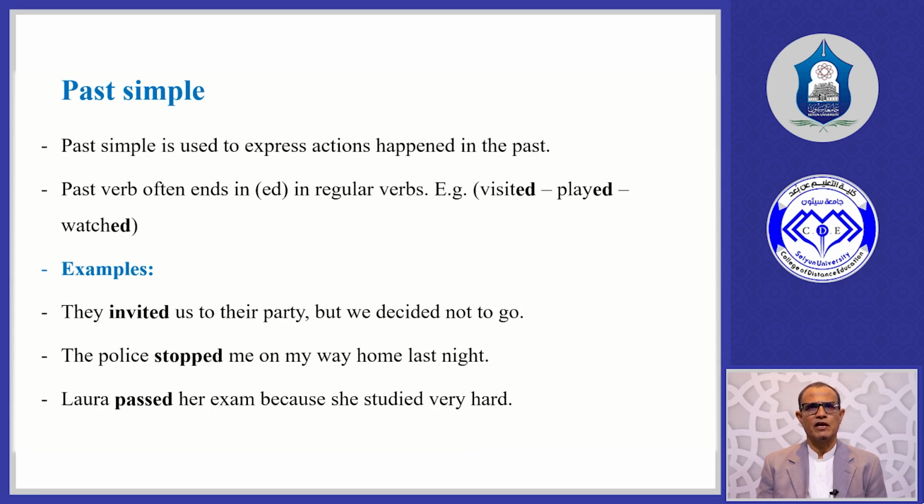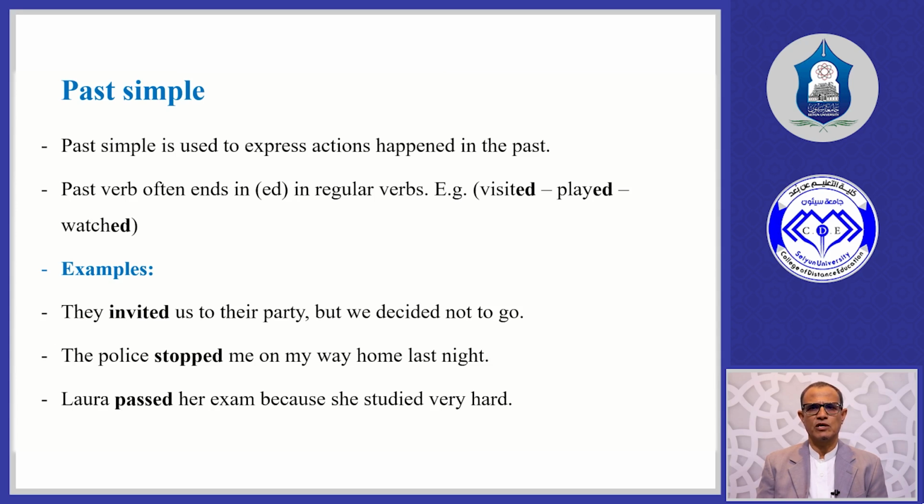Something that happened in the past, which is different from the tenses that we previously explained, continuous and simple present. Past verbs often end in ed. You know the past form in English. The common and regular rule of making the past form of the verb is by adding ed to the verb. For example, play, played; visit, visited; watch, watched; help, helped. All these verbs end in ed, which forms the past tense of these verbs.